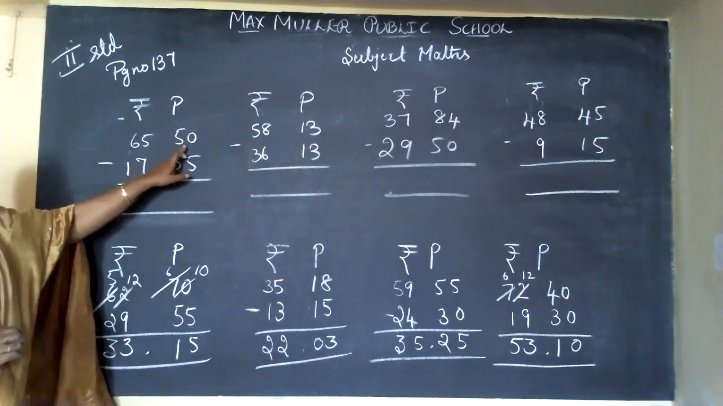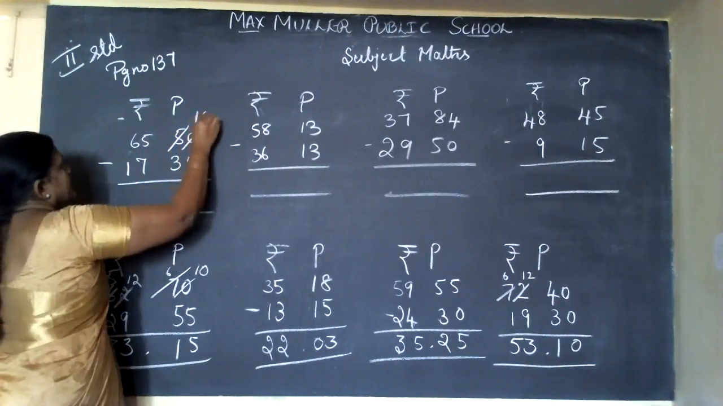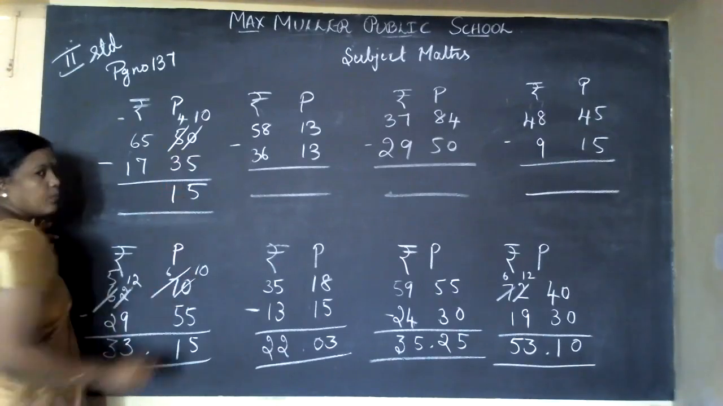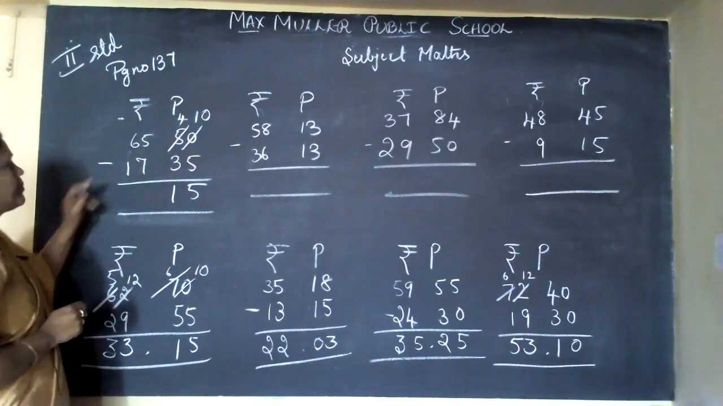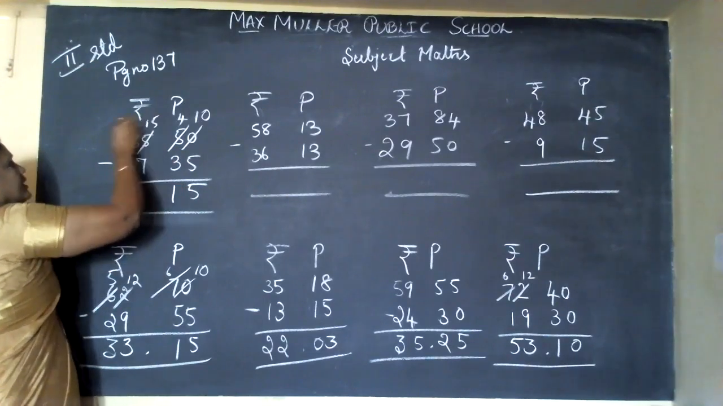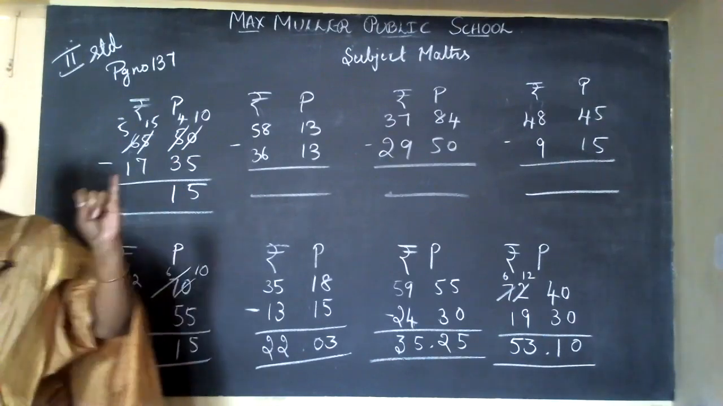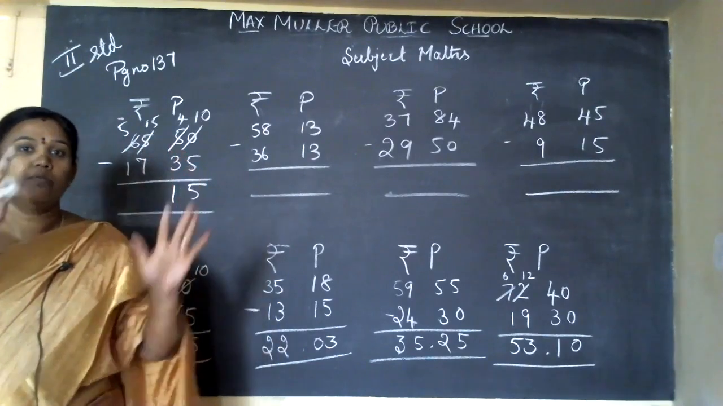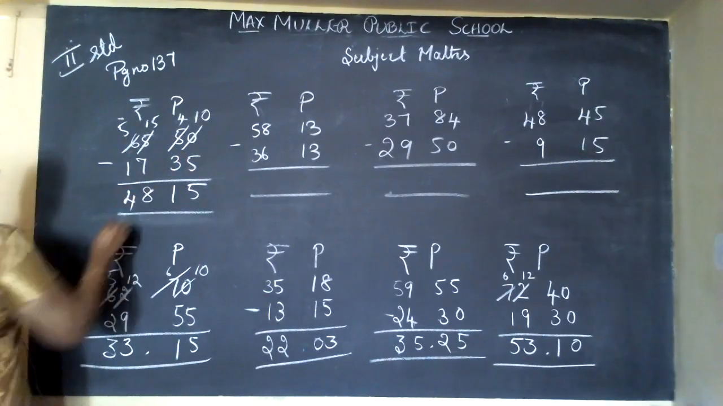11, 15. See, 0, you cannot take away 5 from 0. So we'll borrow here. 0 becomes 10, 5 becomes 4. 10 minus 5, 5. 4 minus 3, 1. See, here also big number down, small number up. You cannot take away 7 from 5. So we'll borrow, 5 becomes 15, 6 becomes 5. 15 minus 7, after 7, 8, 9, 10, 11, 12, 13, 14, 15. 8. 5 minus 1, 4.